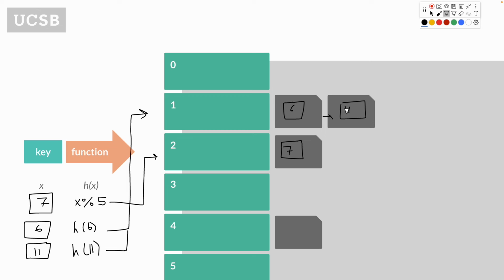So if you're trying to search for 11, you will pass it through the hash function, you'll get 1, and the code will just traverse through this linked list until it finds 11. And you can do this as many times as you want. You can see here you have a bunch of sublists within your array.